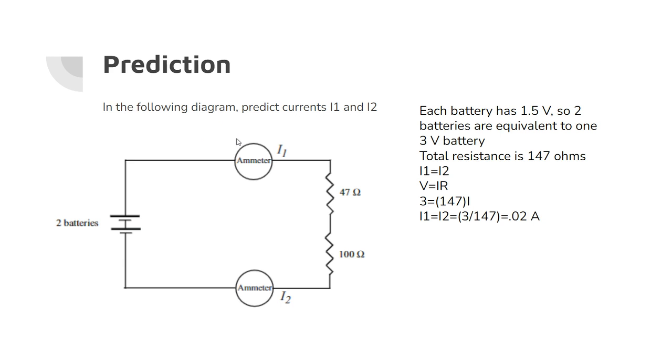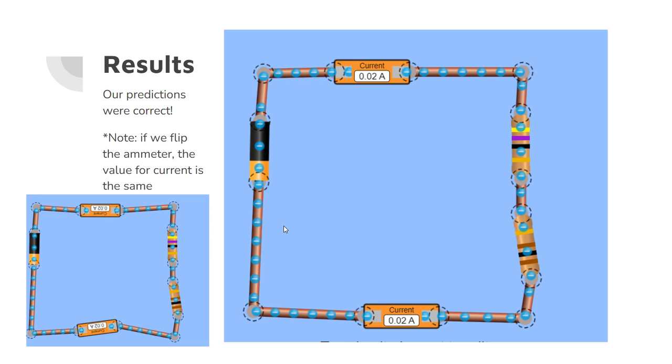Now, if we want to look at current, we've got I1 and I2. Given I1 is immediately after I2, there are no breaks and no different nodes, so I1 is going to equal I2. So we've got V equals IR, which will be 3 equals 147I. So I will equal 3 over 147, which is 0.02 amps. And like I said, that's I net, and I net equals I1, which equals I2, so we can say each of I1 and I2 is 0.02 amps. So let's see if that's right.